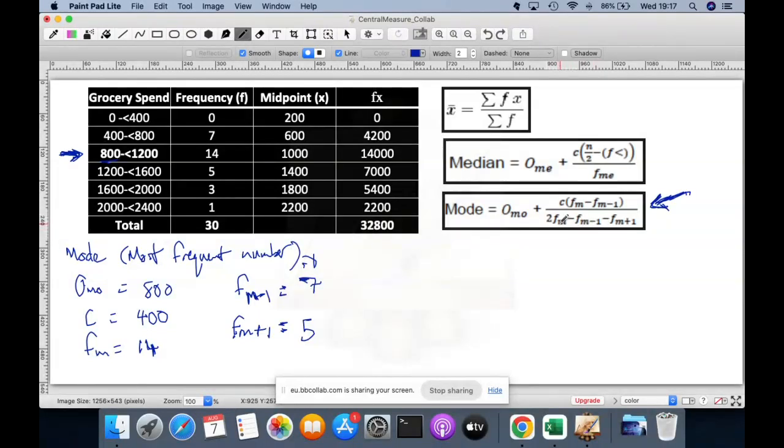Just a note, I've seen some students make this mistake. In the denominator, you have 2 f_m minus f_m minus 1 minus f_m plus 1. Students tend to forget this 2 here. You need to remember that it multiplies f_m. So what you would have in the denominator is 2 times 14, so that's your f_m, minus f_m minus 1, which is 7, minus 5. That's your denominator. So just remember not to make that mistake. You have all the values to plug into the equation.